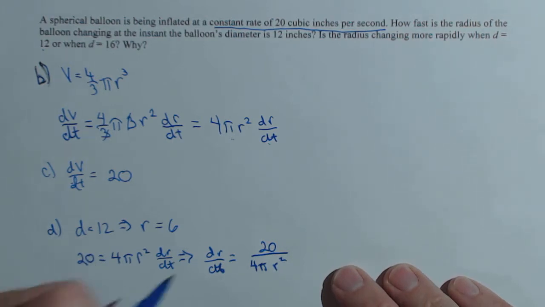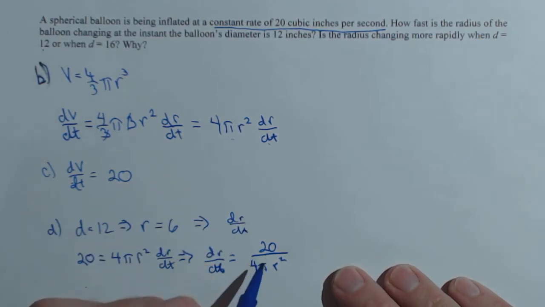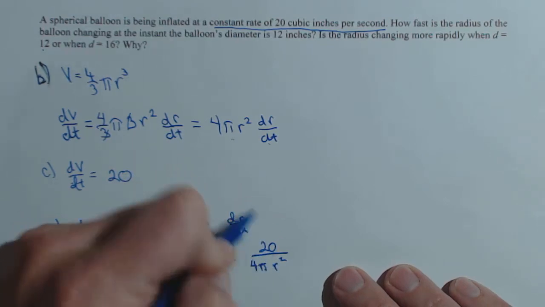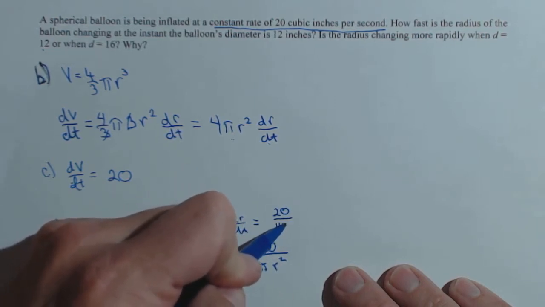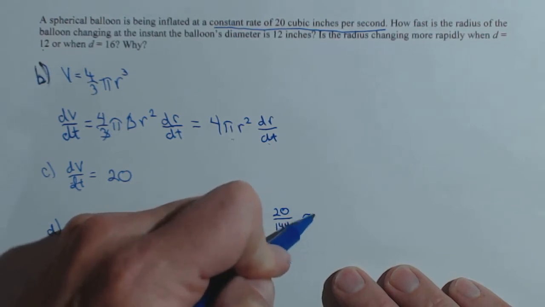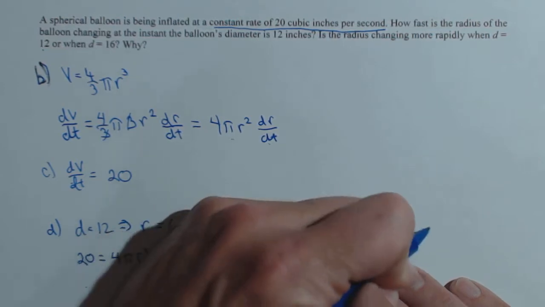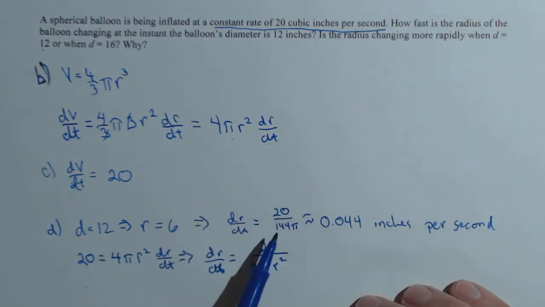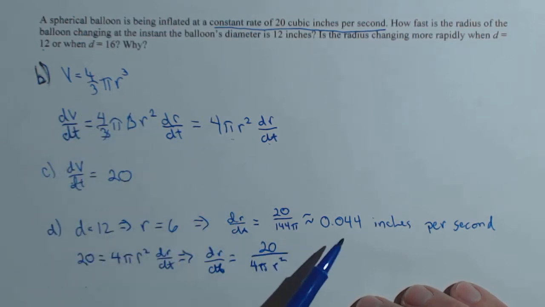So now we can do this when r equals 6. So dr/dt when r equals 6, plugging 6 in for this, first off, let's go ahead and figure it out exactly. It's going to be 20 over 144 pi, which is about 0.044 inches per second. Okay, the reason for those units is it's a change in radius. Radius is going to be measured in inches, and our volume is changing per second, so our radius will be changing per second. So that's how we know the units.